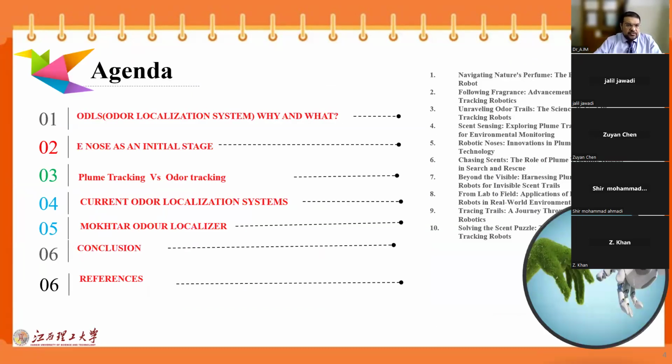About the agenda of this talk, first we will talk about ODLS, or odor localization system, or food tracking system, and why we have this specific topic. Then later we will talk about ENOS as the initial stage of the ODLS system. We will talk about plume tracking and odor tracking difference. Current odor localization systems we will talk about. Then we talk about the platform that I designed some years back. We call it Mufta. And then we have one conclusion. And finally, we will discuss the references that I cover in this talk.